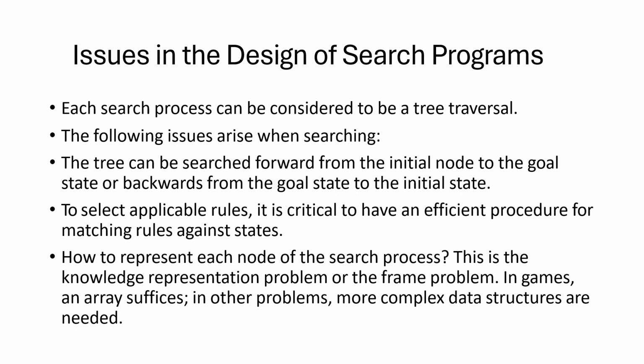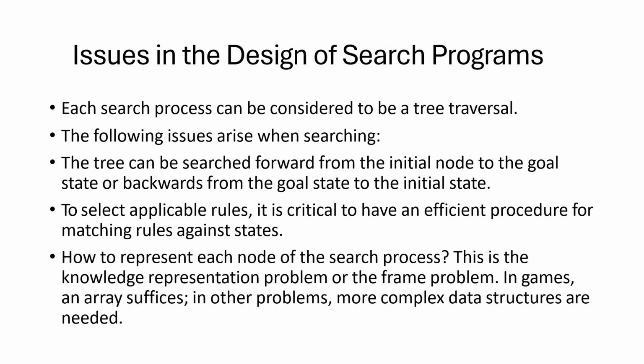And the next issue is representation of search nodes. Each node must represent the current state, relevant facts, and in some cases history also. For simple problems, an array or list is sufficient to represent the state. For example, in a tic-tac-toe game, an array or list is enough to represent the game board. In complex problems, you can use knowledge representation methods like frames, semantic networks, and structured objects that we will discuss in later modules. This issue is known as the knowledge representation problem.